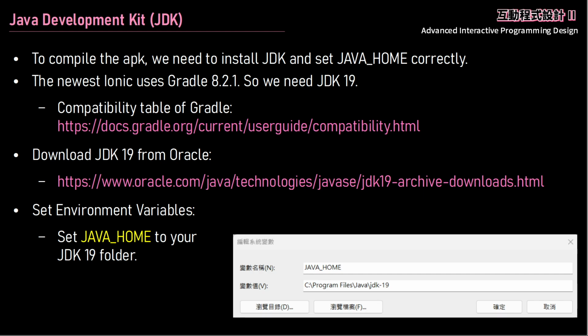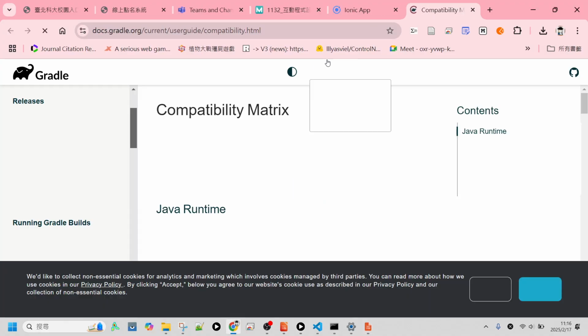Gradle is an automated APK building tool. The version I use is Gradle 8.8.1. For this Gradle, the compatible JDK is JDK 19. So you cannot install the latest JDK. It won't work with it. So here is the compatibility table for Gradle.